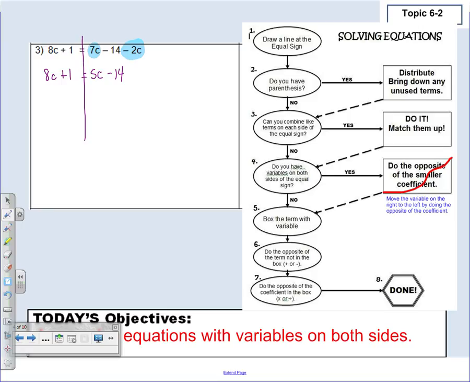Number 4, do we have variables on both sides? Yes, we do. We have an 8c and a 5c. Therefore, since it's yes, we're going to move the variable that's on the right, that's the 5c, we're going to move it to the left by doing the opposite. So we'll change the sign, make it a minus 5c. We have 8c minus 5c is 3c. Plus 1, we didn't do anything to it, we'll bring it down. 5c minus 5c is 0, and we're left with a negative 14.